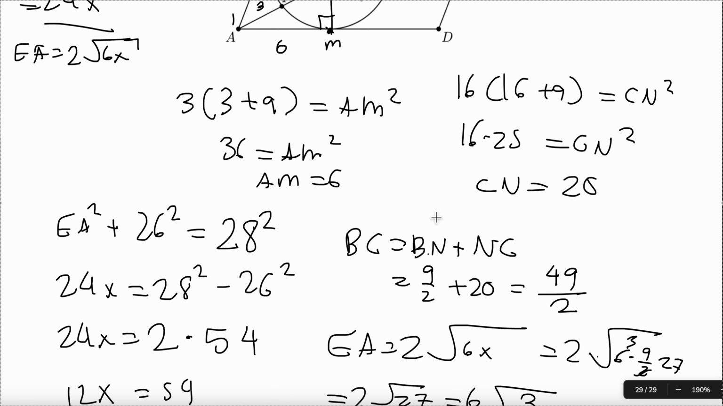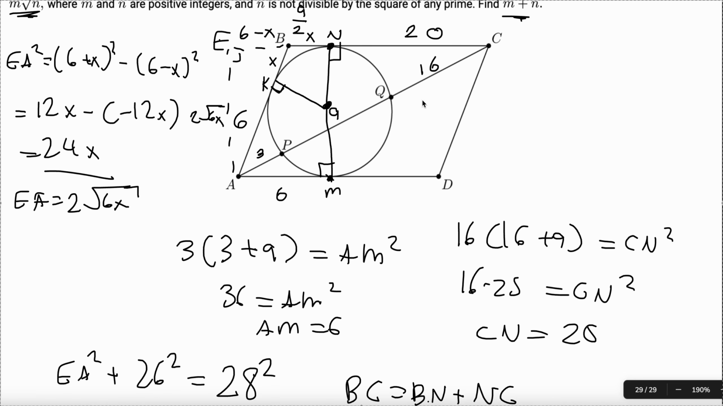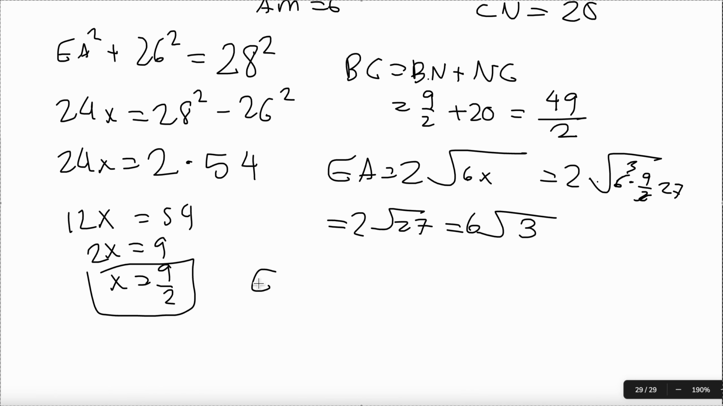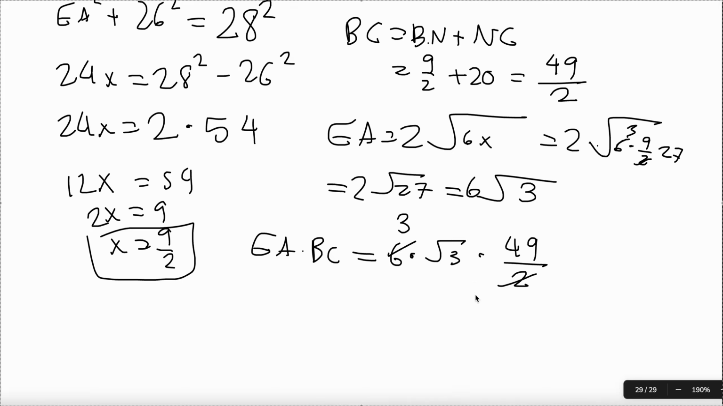So we found EA, and we have the base BC. The area is EA times BC, which is 6 times the square root of 3 times 49 over 2. Once we simplify this, we get 3 times 49 times the square root of 3. 3 times 49 is 147. So 147 square root 3. That's the area of ABCD.